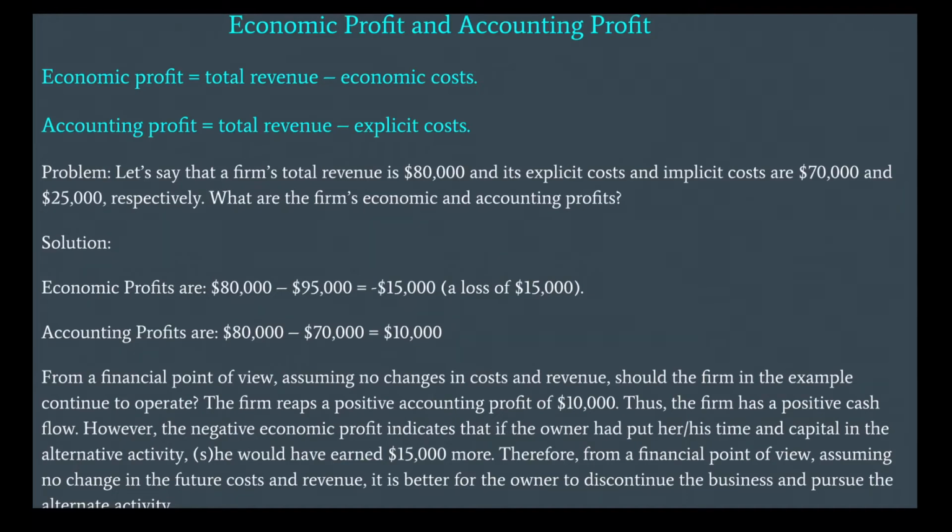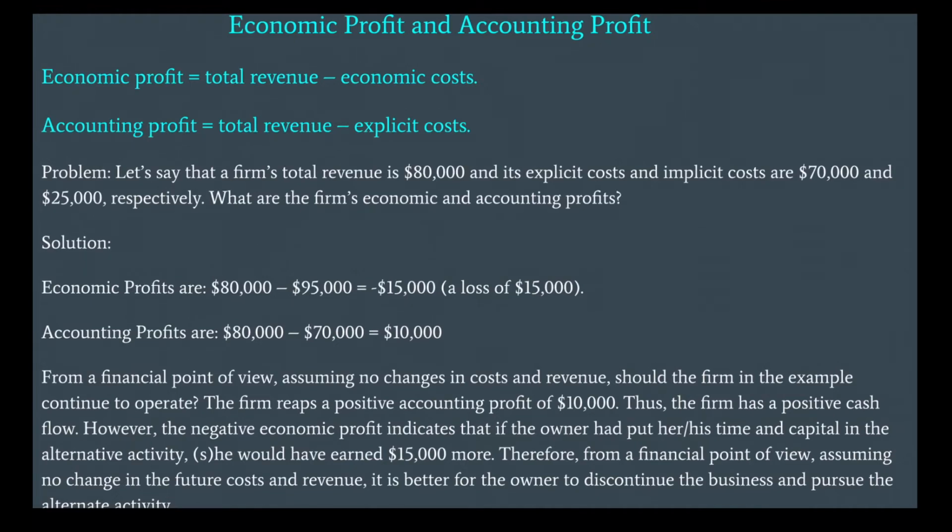Let's solve a problem. Let's say that a firm's total revenue is $80,000 and the explicit cost and implicit cost are $70,000 and $25,000 respectively. What are the firm's economic and accounting profits? Solution: the economic profit is $80,000 minus $95,000, which is negative $15,000, a loss of $15,000. Accounting profit is $80,000 minus $70,000, which is just the explicit cost, and equals $10,000.